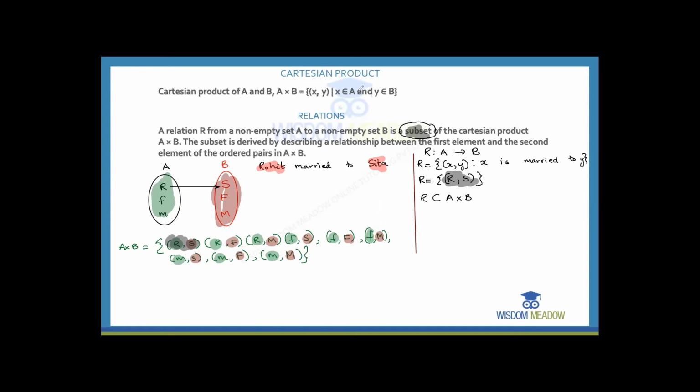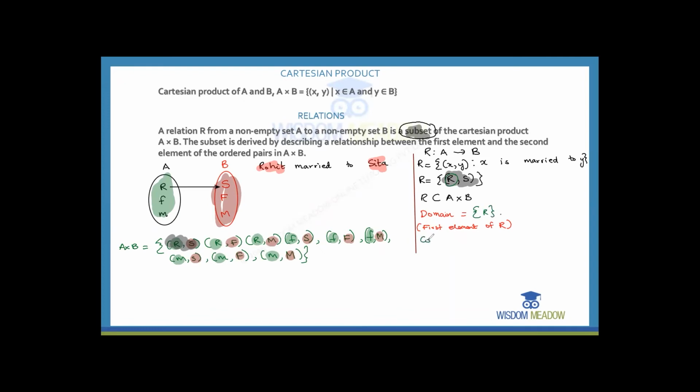Now, over here, we need to understand certain concepts regarding relation. The first is domain. Domain is the first element of the ordered pair of R, and R stands for the relation. And over here, the first element of the ordered pair R, we could see that it is Rohit. So the domain is R.